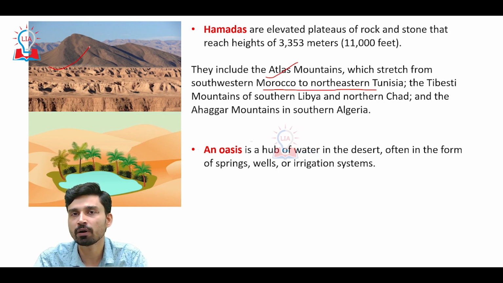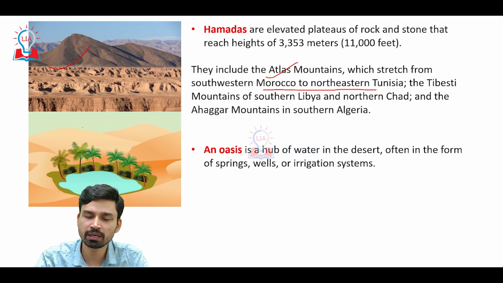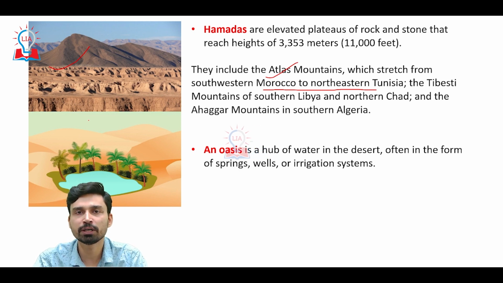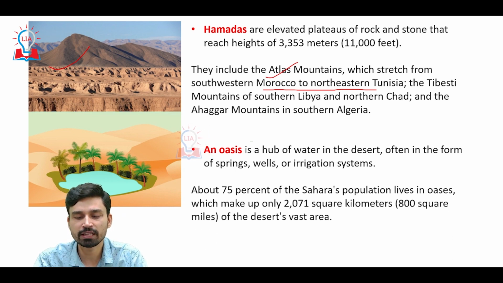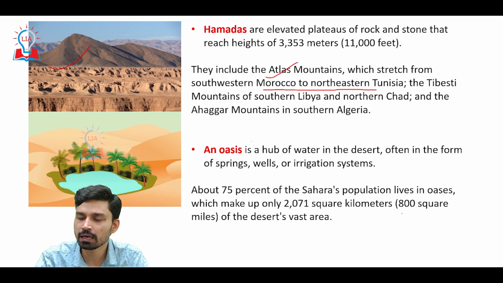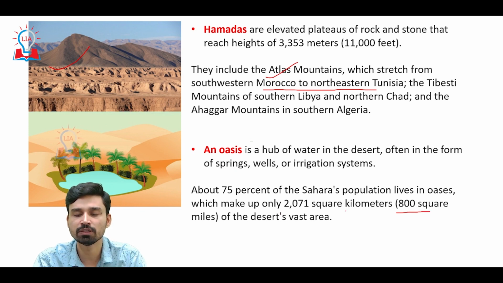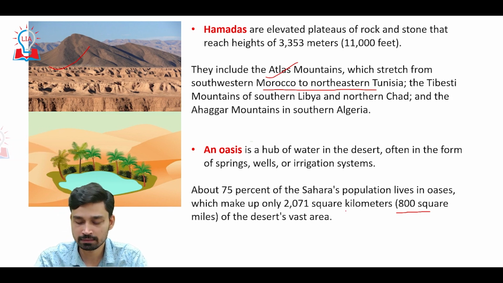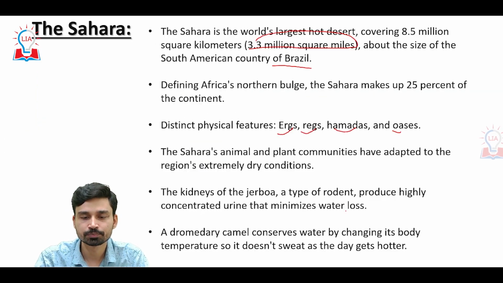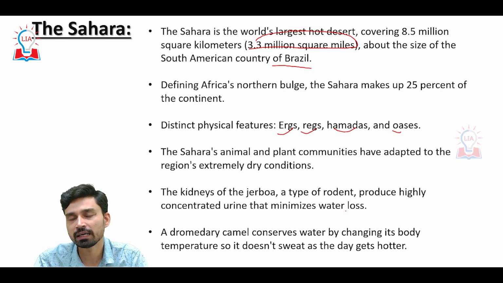And the most important feature of the Sahara Desert area is the oasis, which is nothing but a depression where we have the availability of water, often in the form of a spring, wells, or irrigation system. As far as the Sahara Desert is concerned, about 75% of Sahara's population live in the nearby region of oases, which make up only about 800 square miles of the desert's vast area. So you can understand that largely Sahara is basically an uninhabited region. The only habitation you'll find is in and around the oasis region. Apart from that, let us talk about the animal and plant life of Sahara.